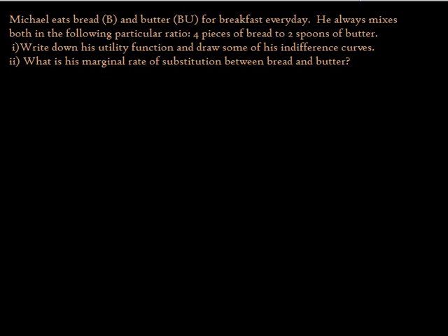The question says that Michael eats bread and butter for breakfast every day, and he mixes both in the following ratio: 4 pieces of bread with 2 spoons of butter. So this is a case of perfect complements, where both of these commodities have to be used together in order to give utility to the consumer. So it is 4 pieces of bread to 2 spoons of butter.